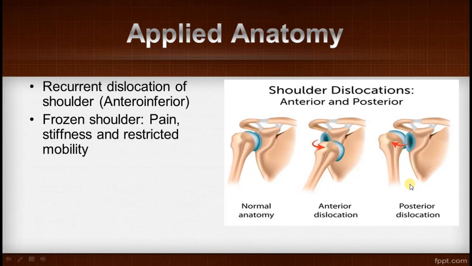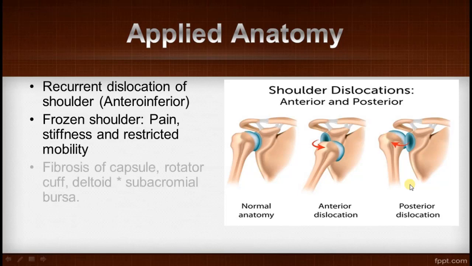What happens in the frozen shoulder is there is pain and stiffness. When you move your shoulder, you will experience pain, and the movement is very much restricted. This is due to the rotator cuff getting fibrosed, the capsule getting fibrosed, and the deltoid muscle, including the subacromial bursa, and adhesions take place. They stick to each other, it becomes completely dry, and because of that you will not be able to move your shoulder.